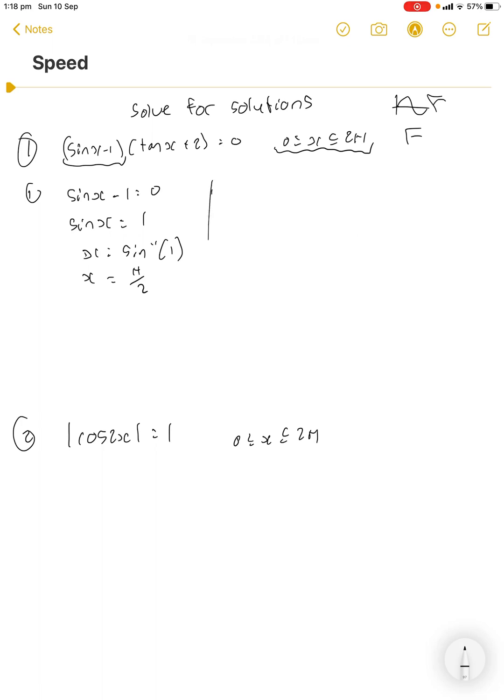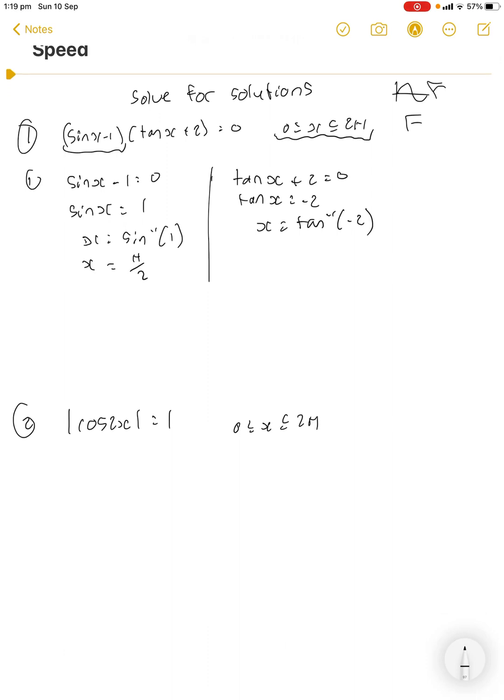We can also do the same for tan. Tan x plus 2 is equal to 0. Subtract 2 from both sides. Take the inverse tan of both sides to find the angle. Now, because we don't actually care about what the answer is, we're looking at the number of solutions that we have. Tan is negative in the second quadrant and the fourth quadrant. So it will have two solutions.